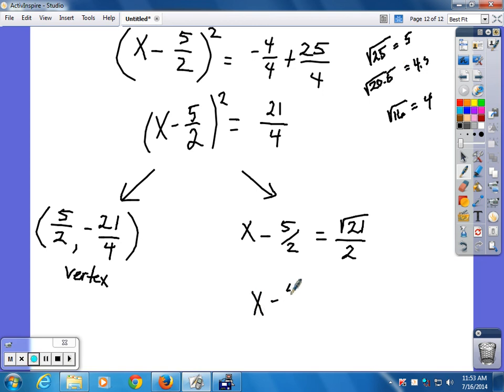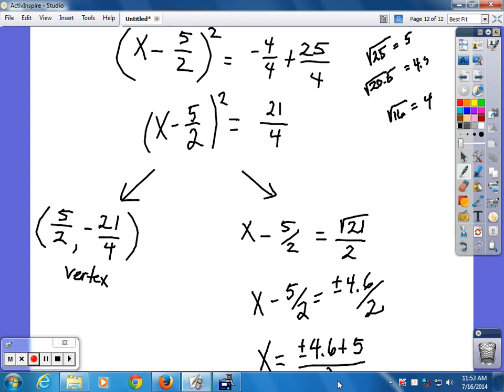x minus 5/2 is equal to positive or negative 4.6 over 2. And now bring the 5/2 over, and x is equal to positive or negative 4.6 plus 5, all over 2. Now what's 4.6 plus 5? 9.6 divided by 2 is 4.8.